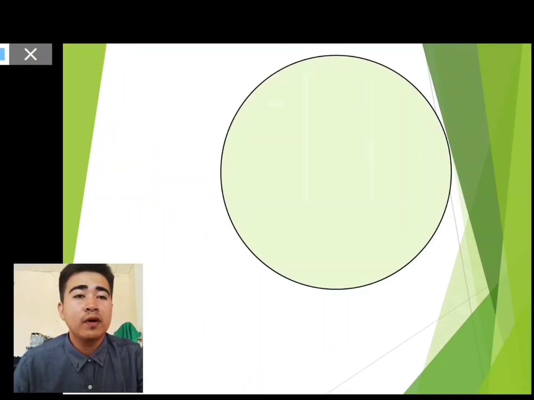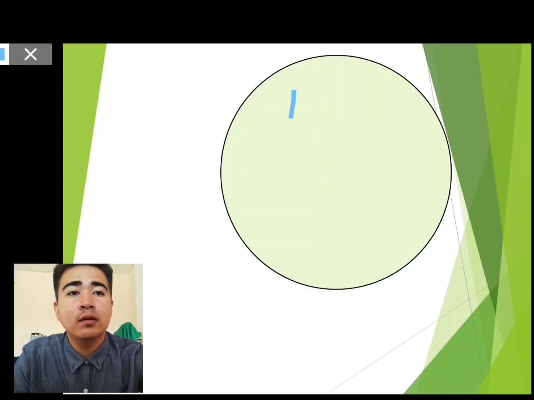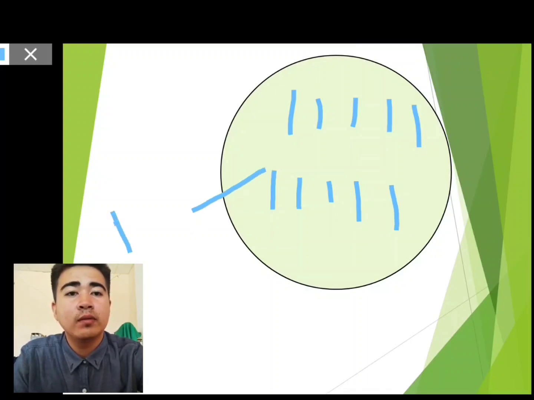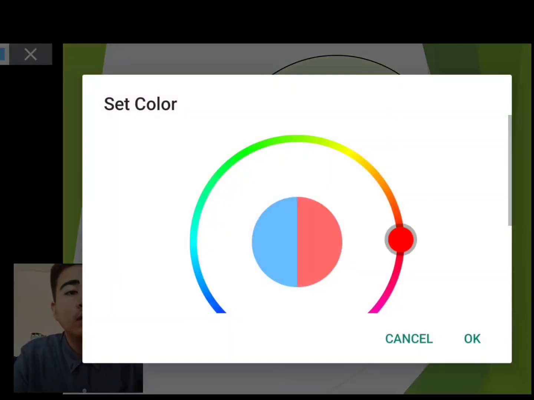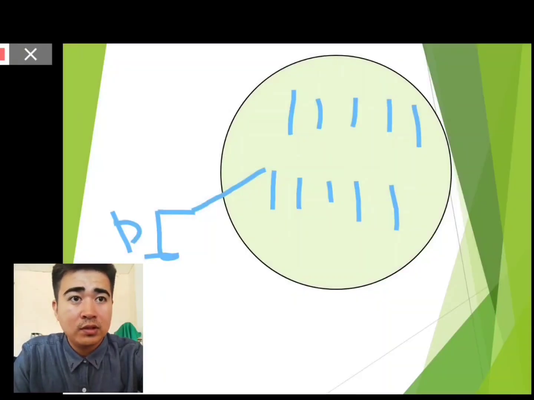To find the gene in the same locus, this vertical line is the individual, this is a different individual, and this horizontal line is the locus.